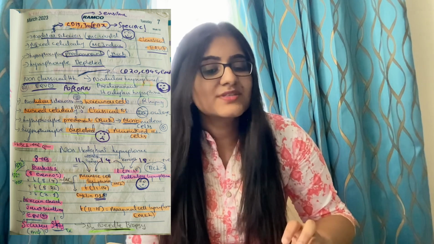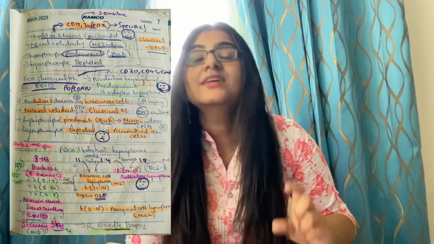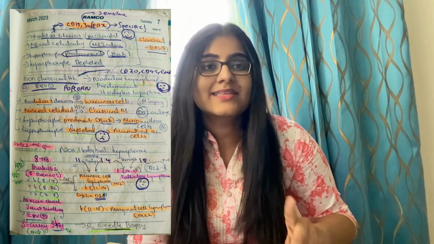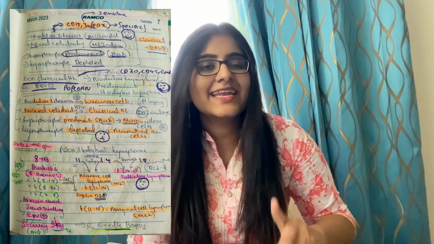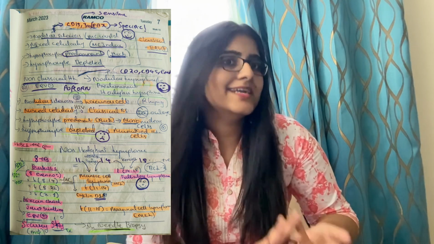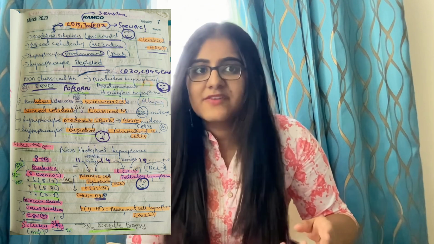And also the non-classical variety is nodular lymphocytic predominant Hodgkin lymphoma. Nodular lymphocytic predominant Hodgkin lymphoma. There also you should remember one thing, that is CD20, CD45 and EMA. You can just remember it as 20 ka double. So CD20 and CD45 and EMA.